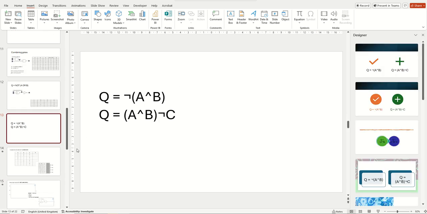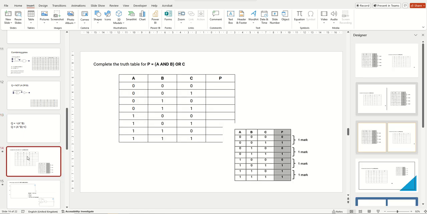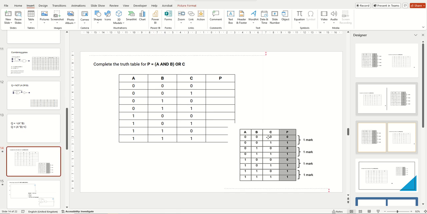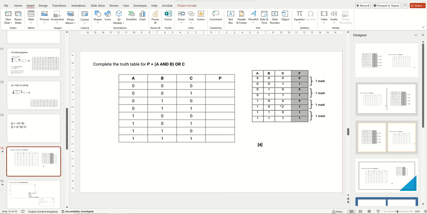I'm not going to worry about that because that's not actually how the exam board expresses Boolean algebra anymore. They use full words like this. You see this just here. So let's look at this one. Oh, I've put the mark scheme. I forgot to hide the mark scheme, but anyway, it doesn't matter.